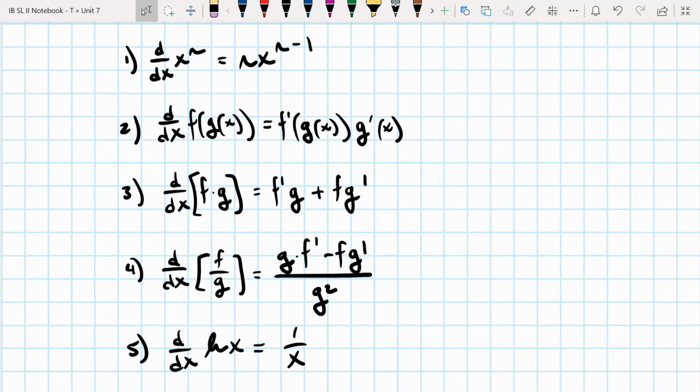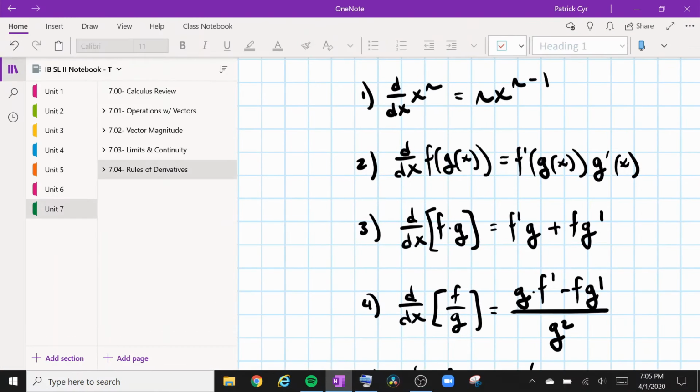The hard part, I think, about differentiation is just recognizing that a lot of the time you're going to have to combine rules together, and so that's going to be the tricky part, using multiple rules at the same time, and how you approach a certain question. So let's start with some examples.